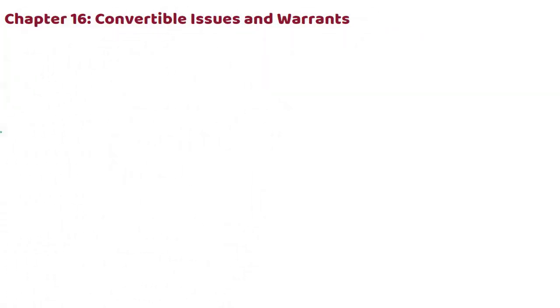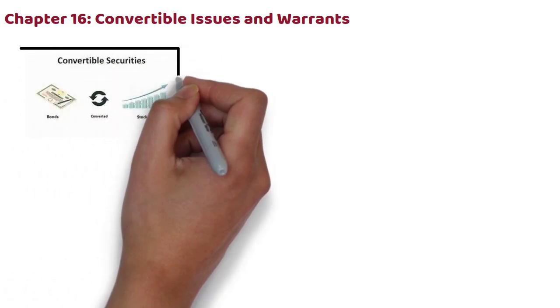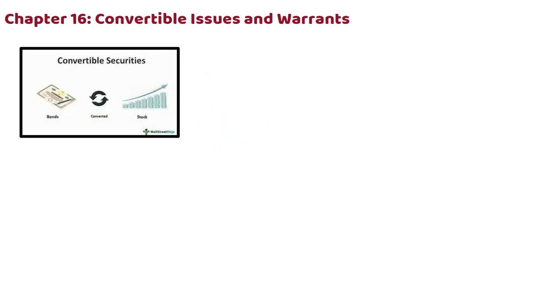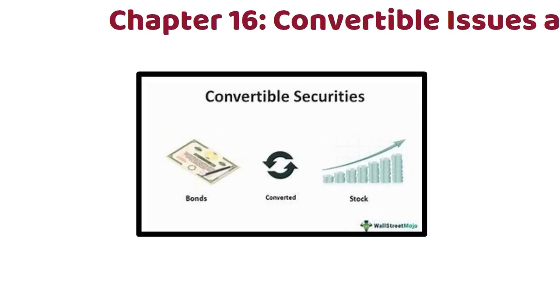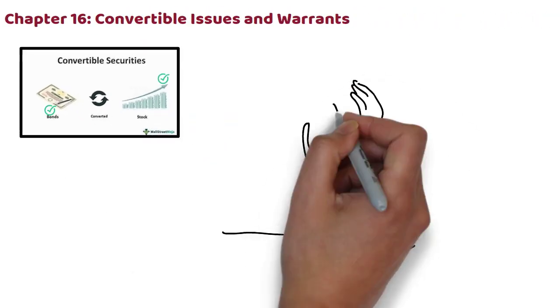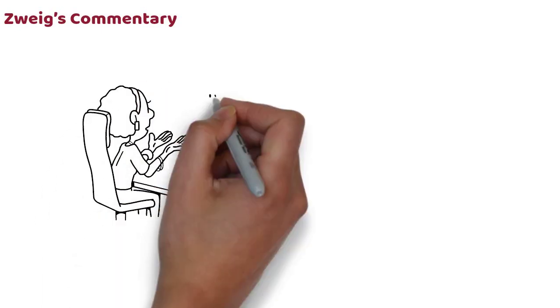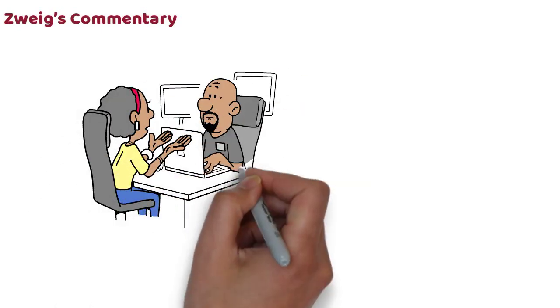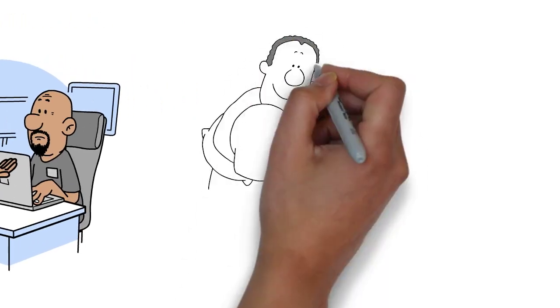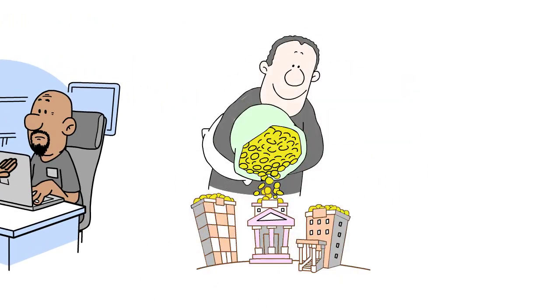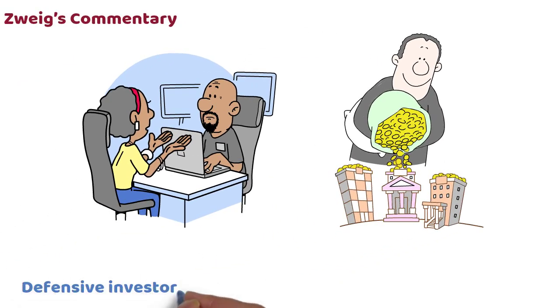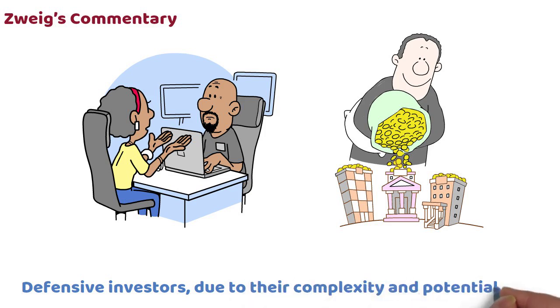Graham discusses the potential benefits and risks of investing in convertible securities and warrants. He explains how these instruments can offer the upside potential of stocks with the downside protection of bonds, but warns that they can also be complex and speculative. Zweig updates this discussion by explaining how convertible securities and warrants are used in today's market. He advises caution when investing in these instruments, especially for defensive investors, due to their complexity and potential risks.